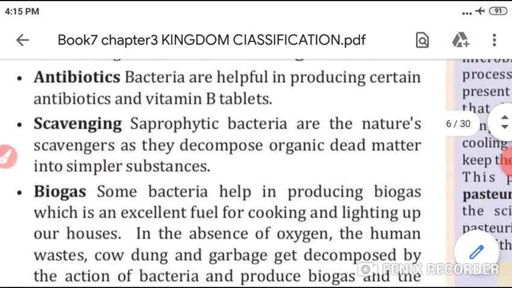Bacteria are helpful in producing certain antibiotics and vitamin B tablets also. Scavenging: saprophytic bacteria are the nature's scavengers, students. They decompose organic dead matter into simpler substances.